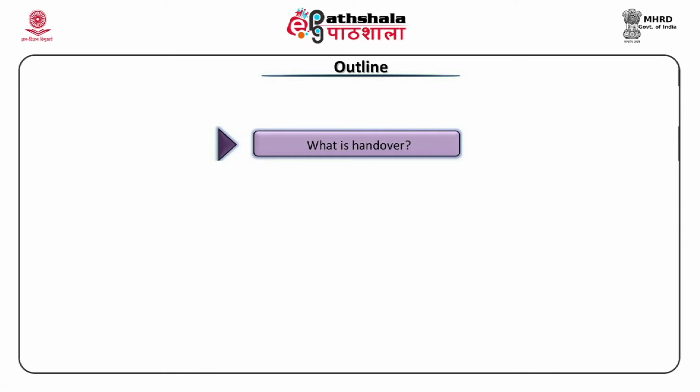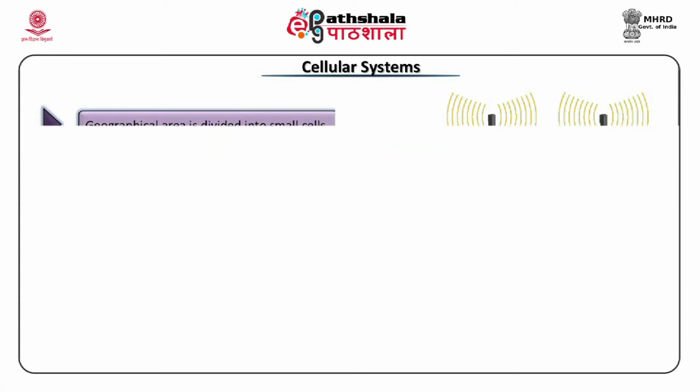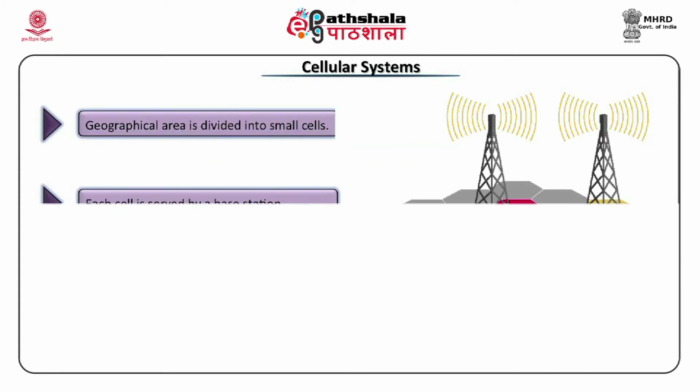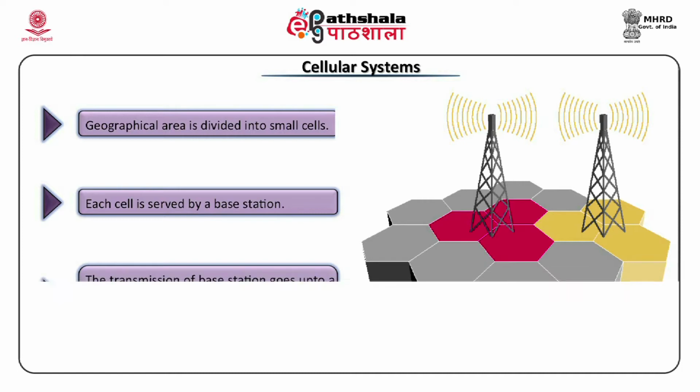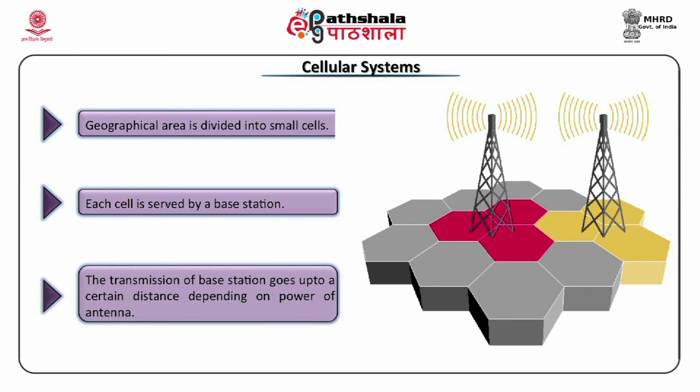Handover is a situation very typical to cellular systems. Why? Because we had seen when we discussed cellular systems in the previous modules that in a cellular system there is a base station or an antenna at the center of the cell and it radiates with some power. So, the signals received from that base station or antenna are limited only to a certain distance depending on the power of the antenna.